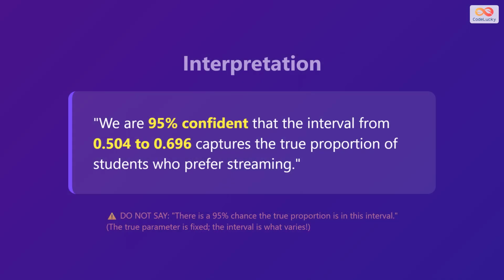Finally, we interpret our result. We state that we are 95% confident that the interval from 0.504 to 0.696 captures the true proportion of students who prefer streaming. Remember, the interval provides a range of plausible values for the unknown population parameter.